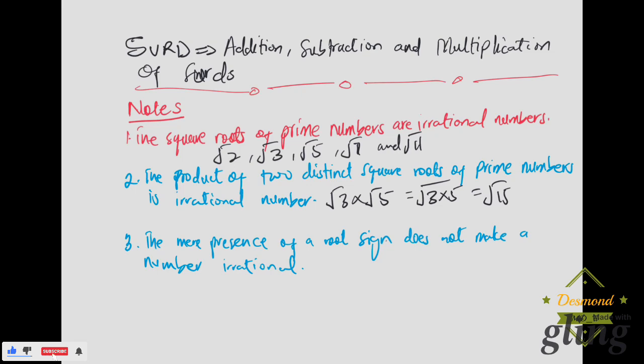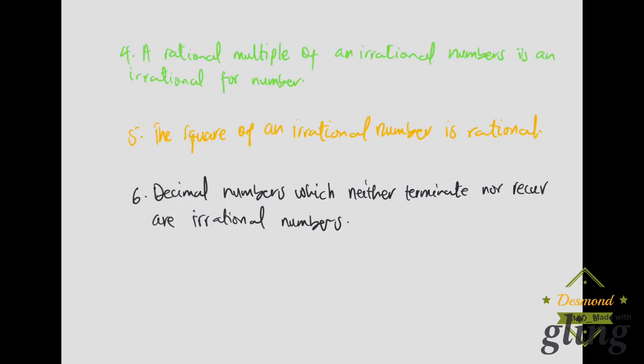Now let's take a look at point number 3. The mere presence of a root sign does not make a number irrational. For example, the root of 36 and so on are not irrational numbers. Point 4: a rational multiplication of an irrational number is an irrational number. What's the meaning of this? For example, 9 root 3. They are all irrational numbers. That is the rational multiplication of an irrational number, and it's an irrational number.